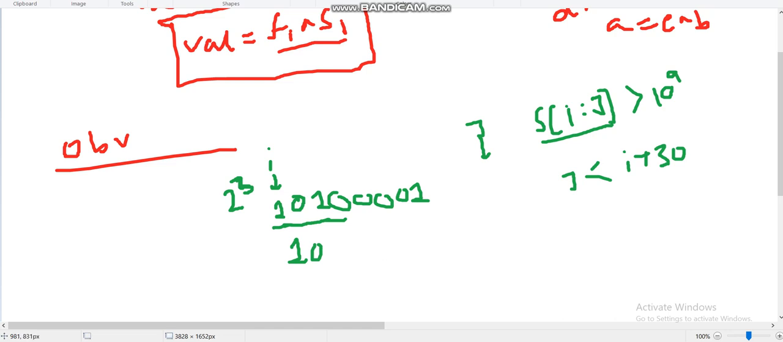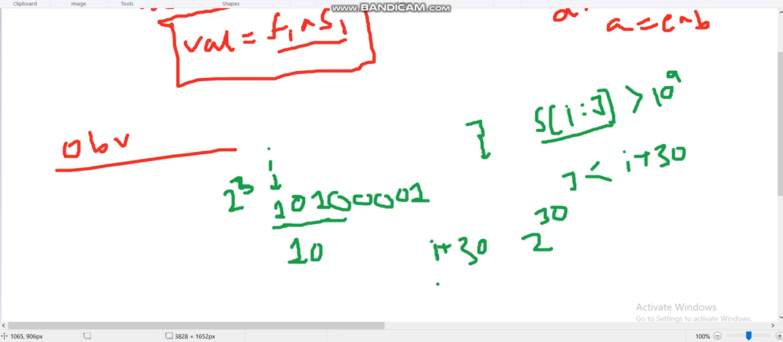Again, if we just go to I plus 30, the value of the first one will be multiplied 30 times, so the value will be 2 to the power 30. So if we are at j equals I plus 30, the value of this substring s of I to j must be greater than or equal to 2 to the power 30. I hope you got it.